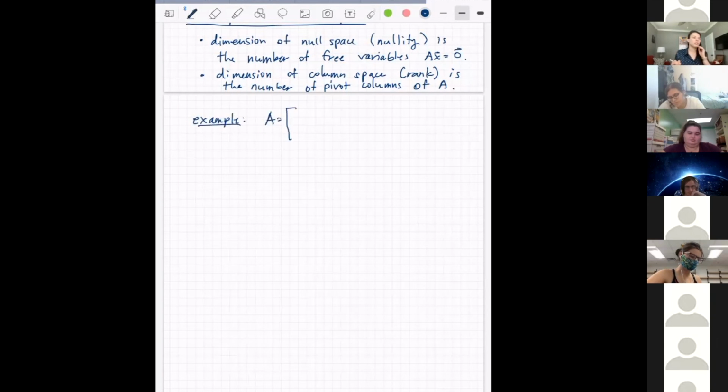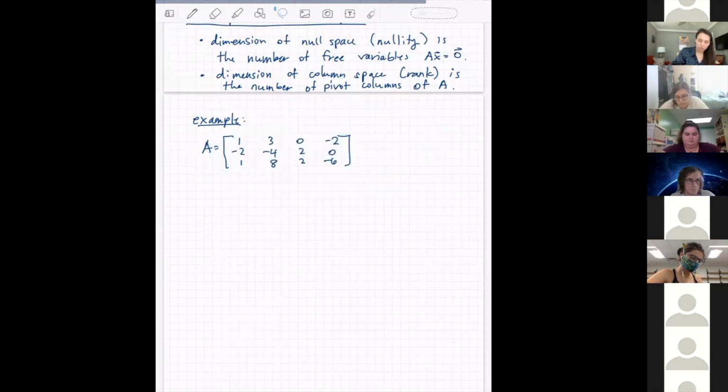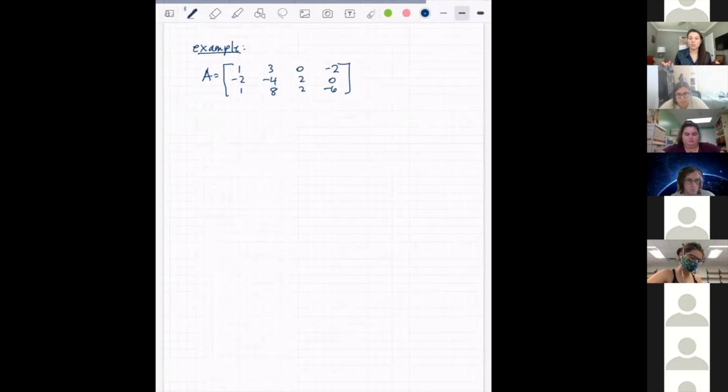Now let's look at an example of a particular matrix. So we have 1, -2, 1, 3, -4, 8, 0, 2, 2, -2, 0, -6. Okay, and so let's determine what the null space and column space would be and find a basis for those, since that's a common question. So what we want to do is row reduce, right? So that'll help us figure this out. So we're going to just start row reducing.